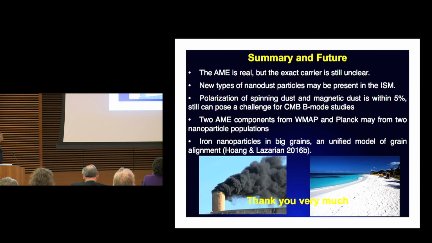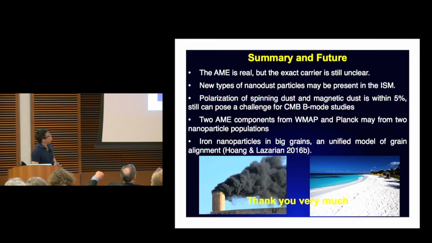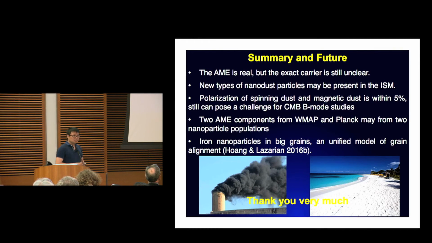Okay, so let me summarize. The idea of anomalous microwave emission is real, but the exact carrier is still unknown. We show that we might have a new dust population in the interstellar medium, namely silicate nanoparticles or iron nanoparticles. This new dust population can produce considerable anomalous microwave emission, and the polarization level is consistent with observational data. If my prediction here is confirmed, we will welcome a new dust population, namely nanosilicate and nano-iron particles in the interstellar medium.